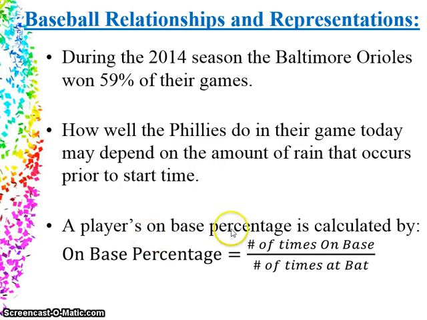A player's on-base percentage is calculated by on-base percentage equals the number of times on base divided by the number of times at bat. So the percentage depends on 2 things, the number of times on base, and the number of times at bat. These are all relationships that you've heard but haven't really connected to being a relation or a function.